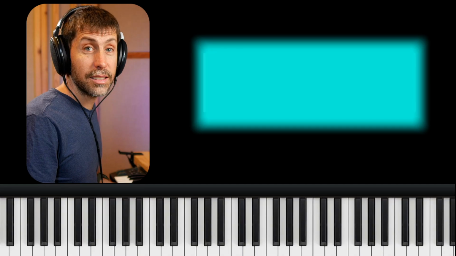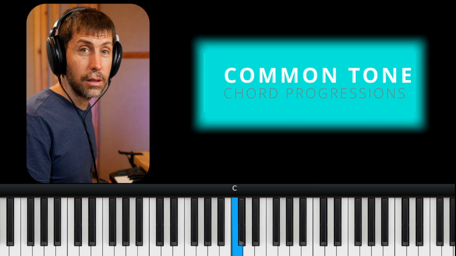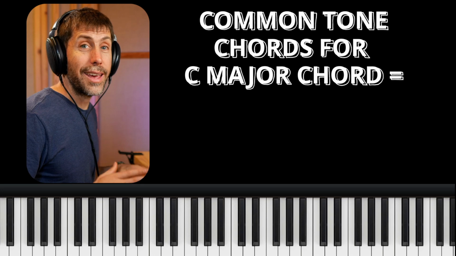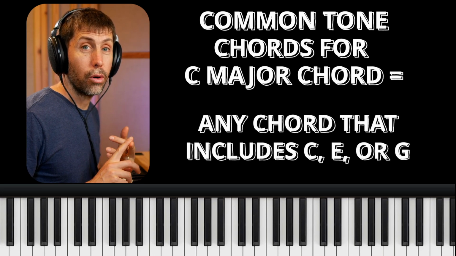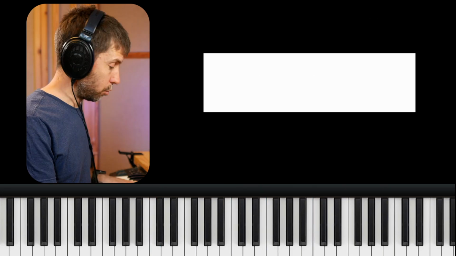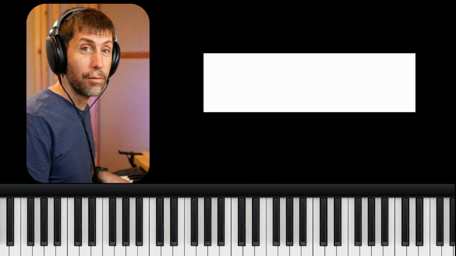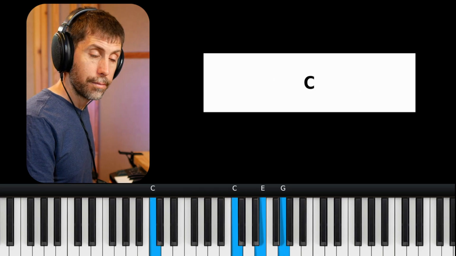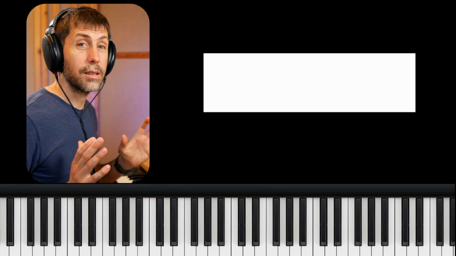Let me demonstrate this. Let's take the C major chord. The C major chord is made of C, E, and G. A common tone chord would be any chord that incorporates either E, C, or G. So I could go from C major to E flat major. And that's okay because they both have the G in common. And that gives us a sense of coherence.